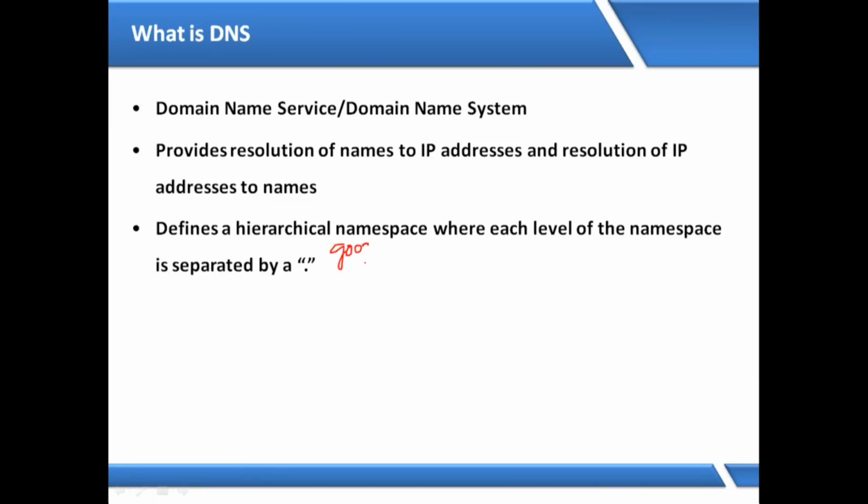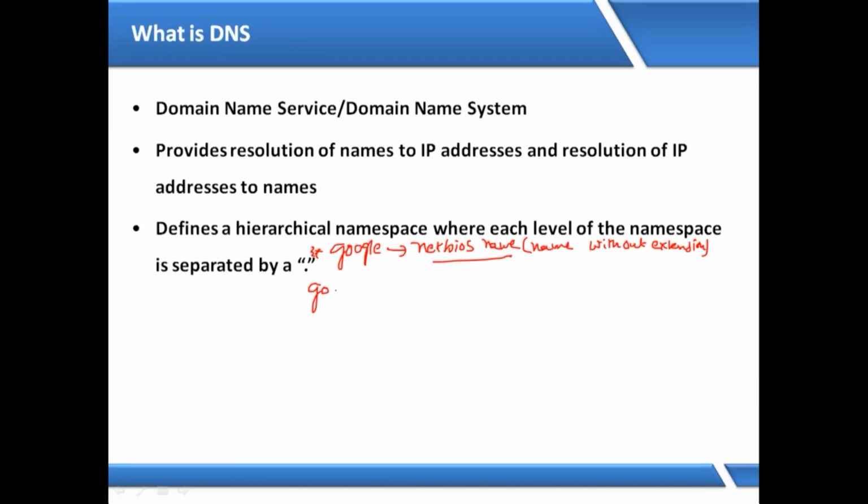Suppose you write some name here. Is there any extension in the name? It is not there. So a name without any extension is called a NetBIOS name. NetBIOS name means a name without extension. For example, I have written a name, and a name without extension is called a NetBIOS name.